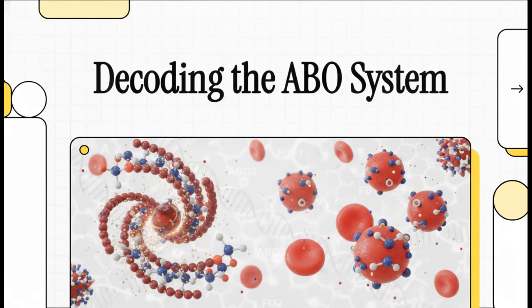Welcome to this explainer. Today we're going to take a look at something we all carry around inside us every single day. It's absolutely vital for our survival, but completely invisible to the naked eye. We're going to dive deep and explore the beautiful, hidden 3D structures that physically define our blood types.